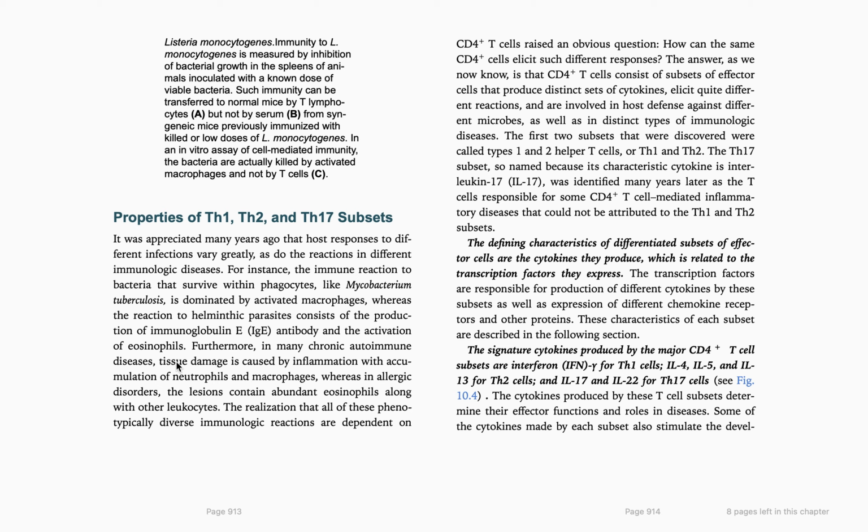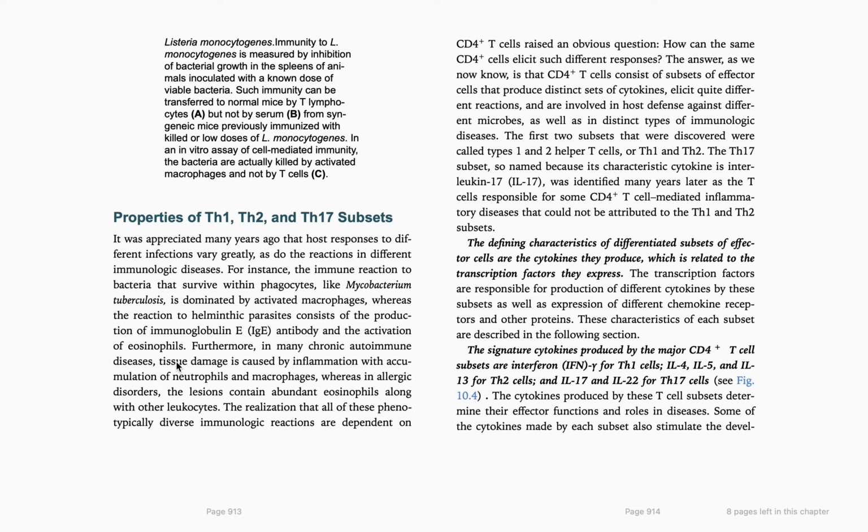The signature cytokines produced by the major CD4 plus T cell subsets are interferon gamma for Th1, interleukin 4, interleukin 5, and interleukin 13 for Th2 cells, and interleukin 17 and interleukin 22 for Th17 cells.